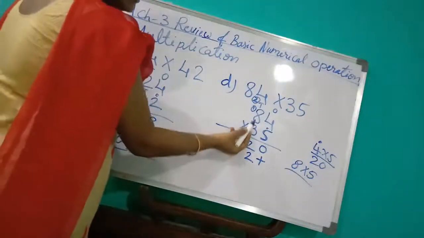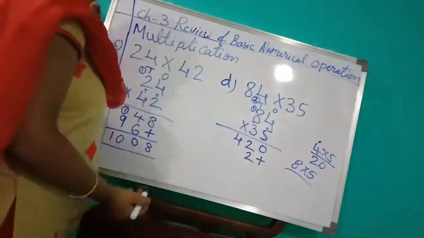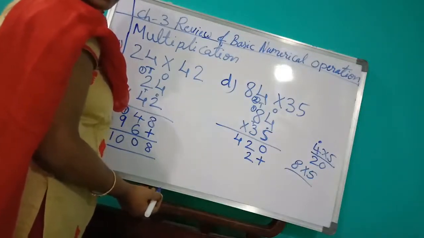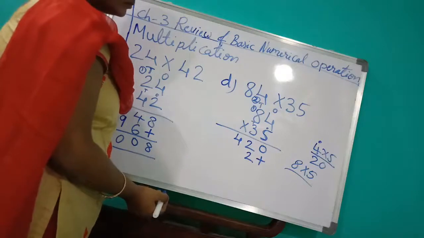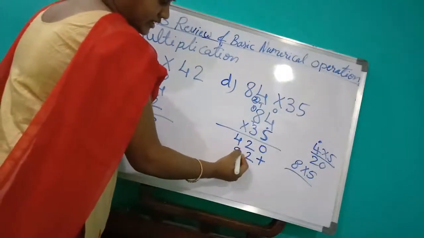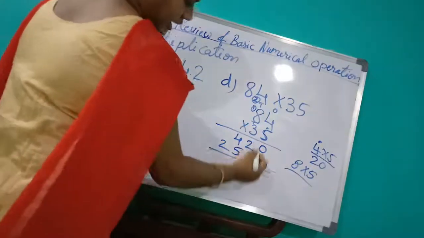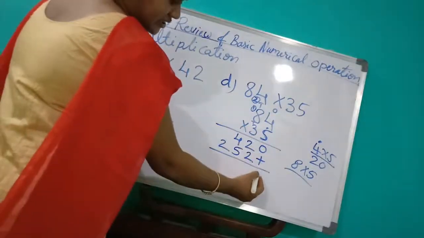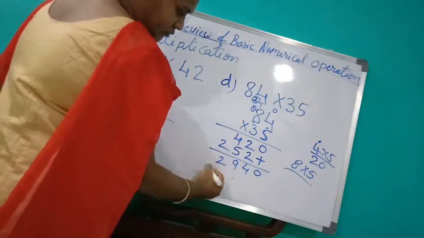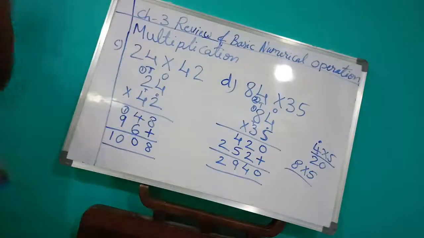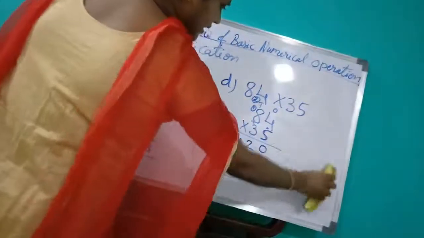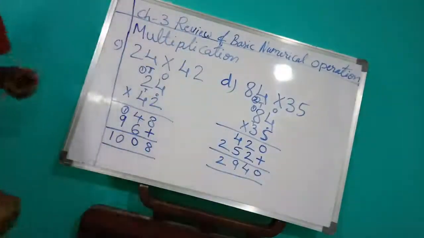Again, 3 eights are, tell me children. 3 eights are 24. 24 plus 1, 25. You should add these two numbers. 0 here, 4 here, here 9, here 2. What is that answer? 2940 is the answer. Understood? Right. Write in the classwork.